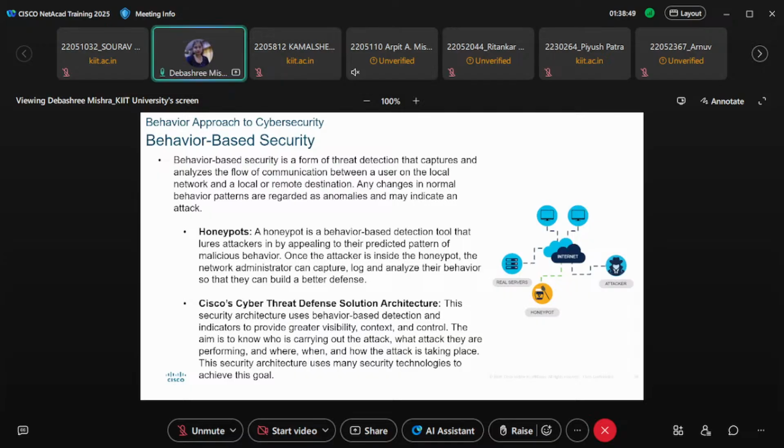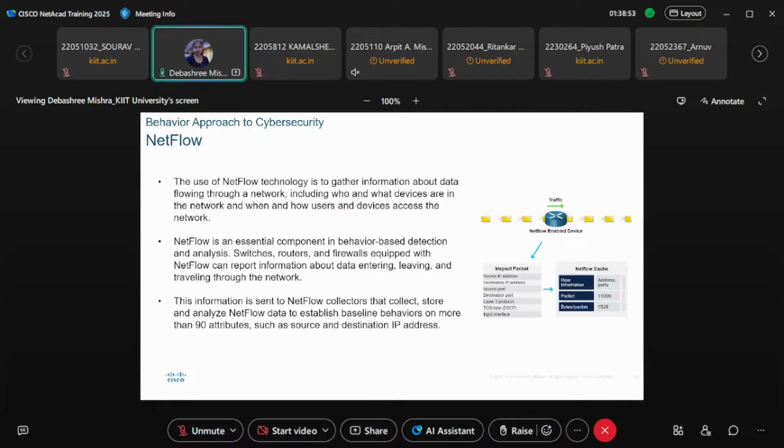Okay. Now next is NetFlow. NetFlow is a technology used to gather information about the data that is flowing into the network, whether it is incoming or outgoing data. Based on that, we learn which devices in the network are connected, and when and how users are accessing this particular network. So this is the total pattern they are understanding.